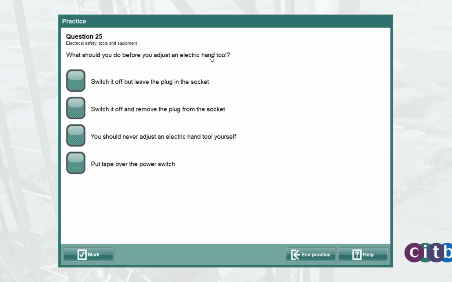What should you do before you adjust an electric hand tool? Switch it off, but leave the plug in the socket. Switch it off and remove the plug from the socket. You should never adjust an electric hand tool yourself. Put tape over the power switch.